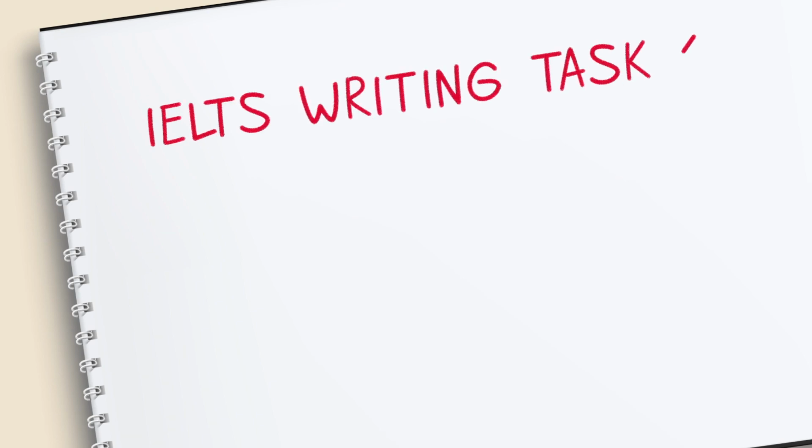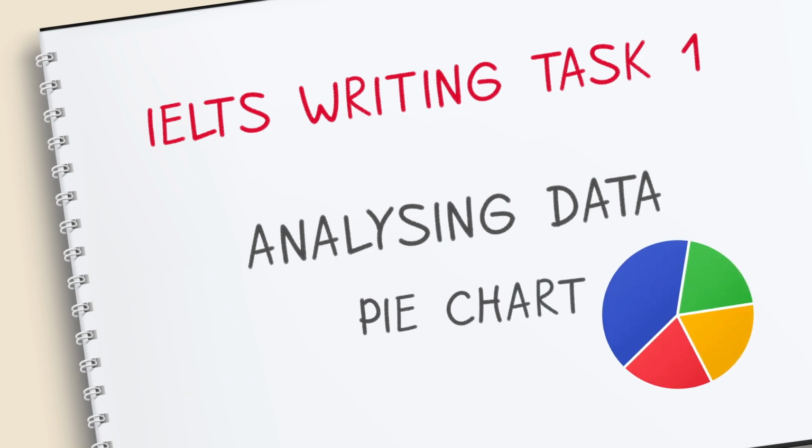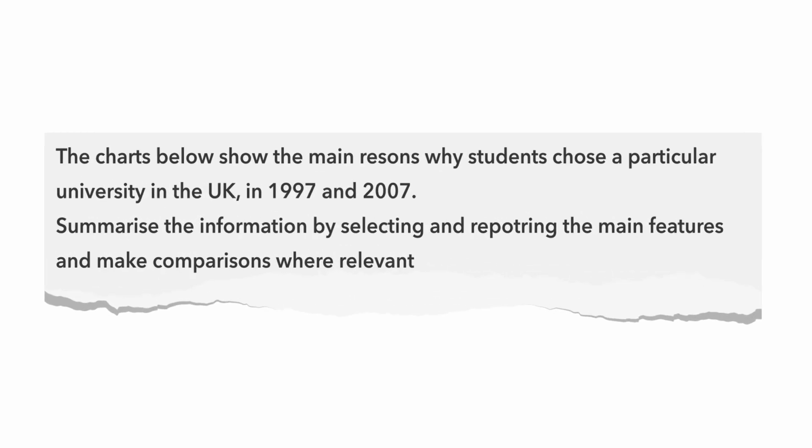Today we're going to analyze data. We're going to write a perfect Task 1 academic writing report, and today's chart is a pie chart. First, take a look at our question. The charts below show the main reasons why students chose a particular university in the UK in 1997 and 2007.